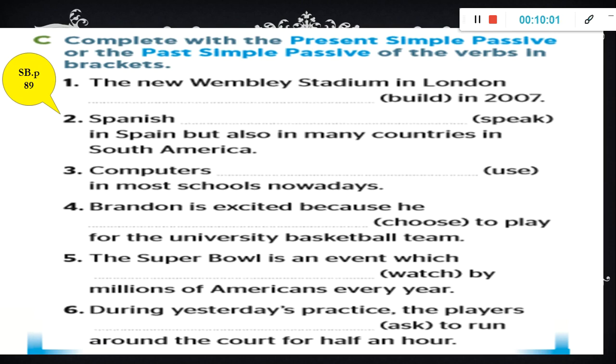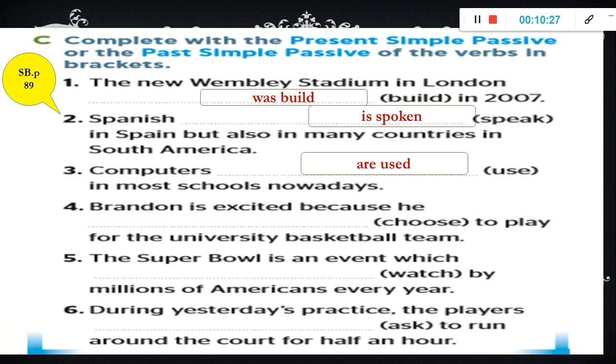Welcome back, girls. Let's check your answers. Okay, so number one, excellent, was built in 2007. Number two, Spanish is spoken. Is spoken in Spain but also in many countries in South America. Computers are used in most schools nowadays. So present.